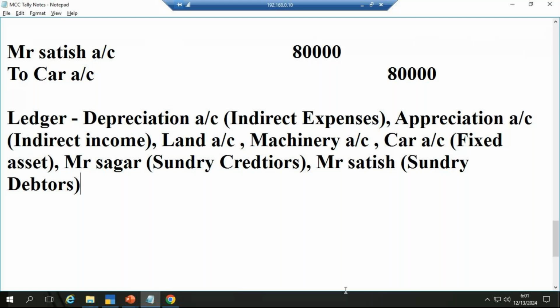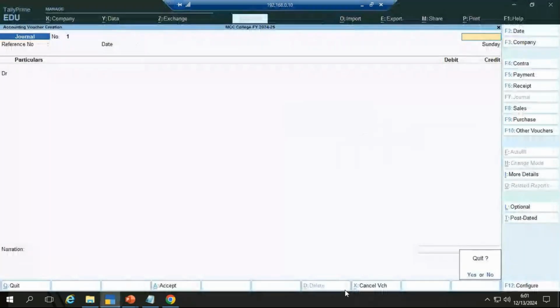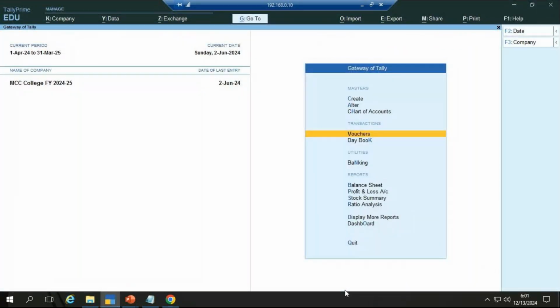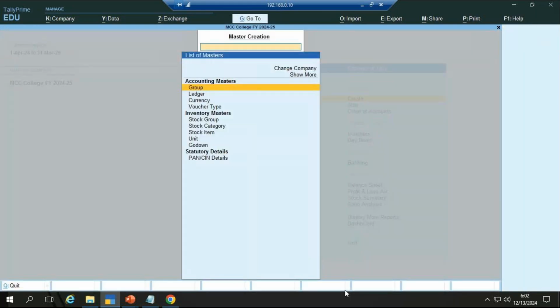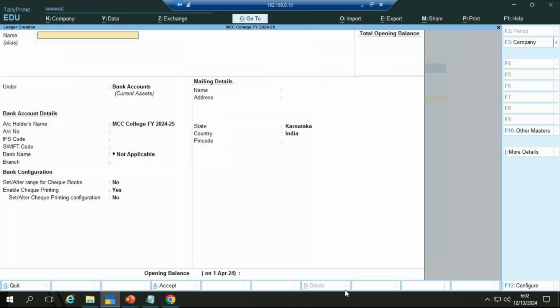No, ma'am. Fine. So I'm going to come to the Gateway of Tally. You have the option here, Create. Ledger.